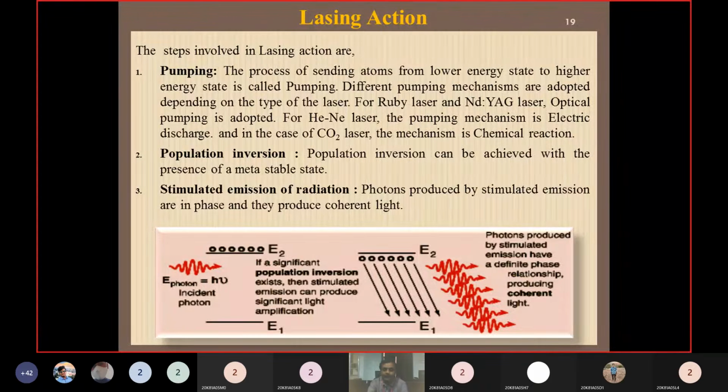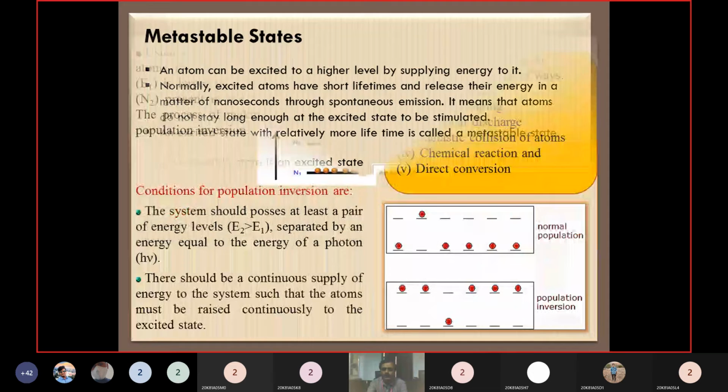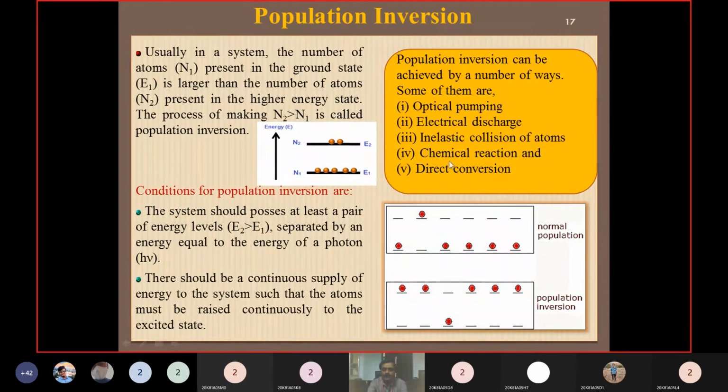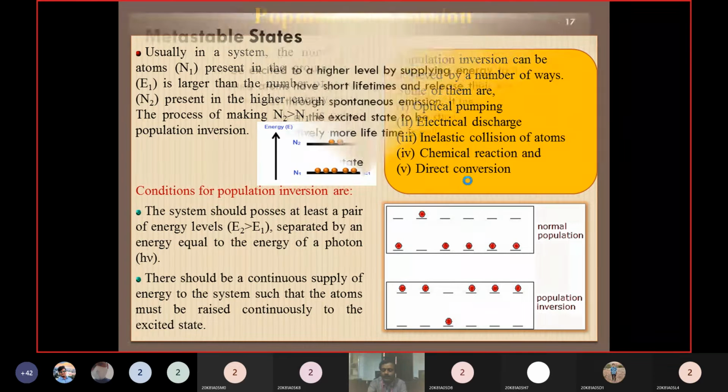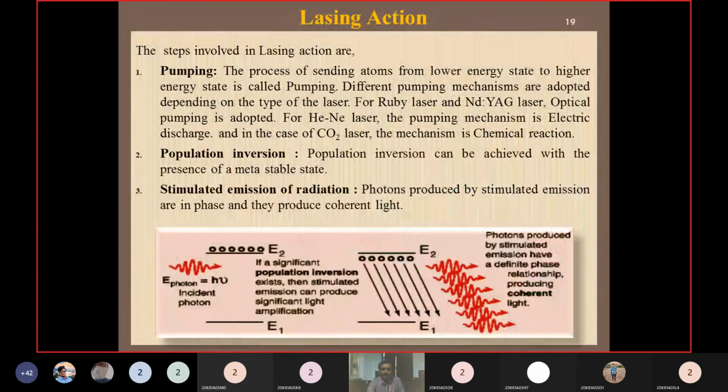Okay, so this process of sending either electrons or atoms from the ground state to a higher energy state, we will call pumping. There are different pumping mechanisms. Above, we discussed different pumping mechanisms. See here, these are the different pumping mechanisms: optical pumping, electrical pumping, inelastic collision pumping, chemical pumping, and direct conversion pumping. So these are the different types of pumping here.